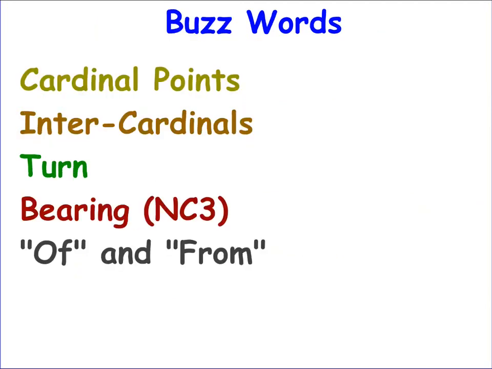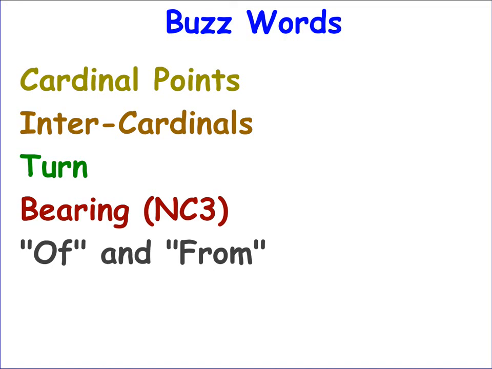The buzzwords from this little section are cardinal points, that's north, south, east and west. The intercardinal points, which are northeast, southeast, southwest and northwest. A turn, which is a 360 degree rotation, but we also have a quarter turn, which is 90 degrees, and a half turn, which is 180 degrees.